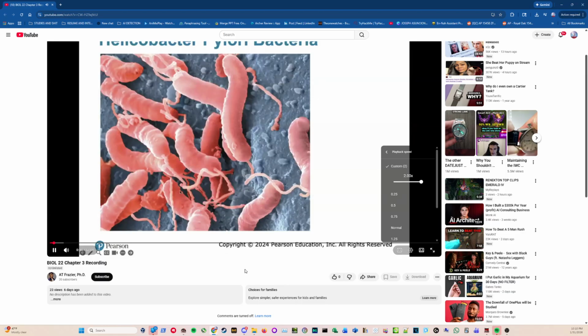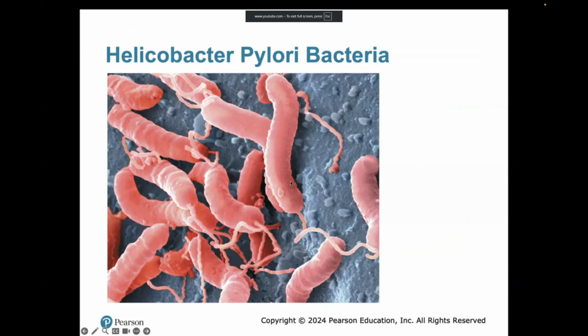So when looking at many of the images in our textbook, we're going to be looking at these things called micrographs. This is a micrograph using a fancy microscope that we're going to talk about in just a moment to allow us to visualize the structures of this particular microbe. So Helicobacter pylori is the causative agent for stomach ulcers.